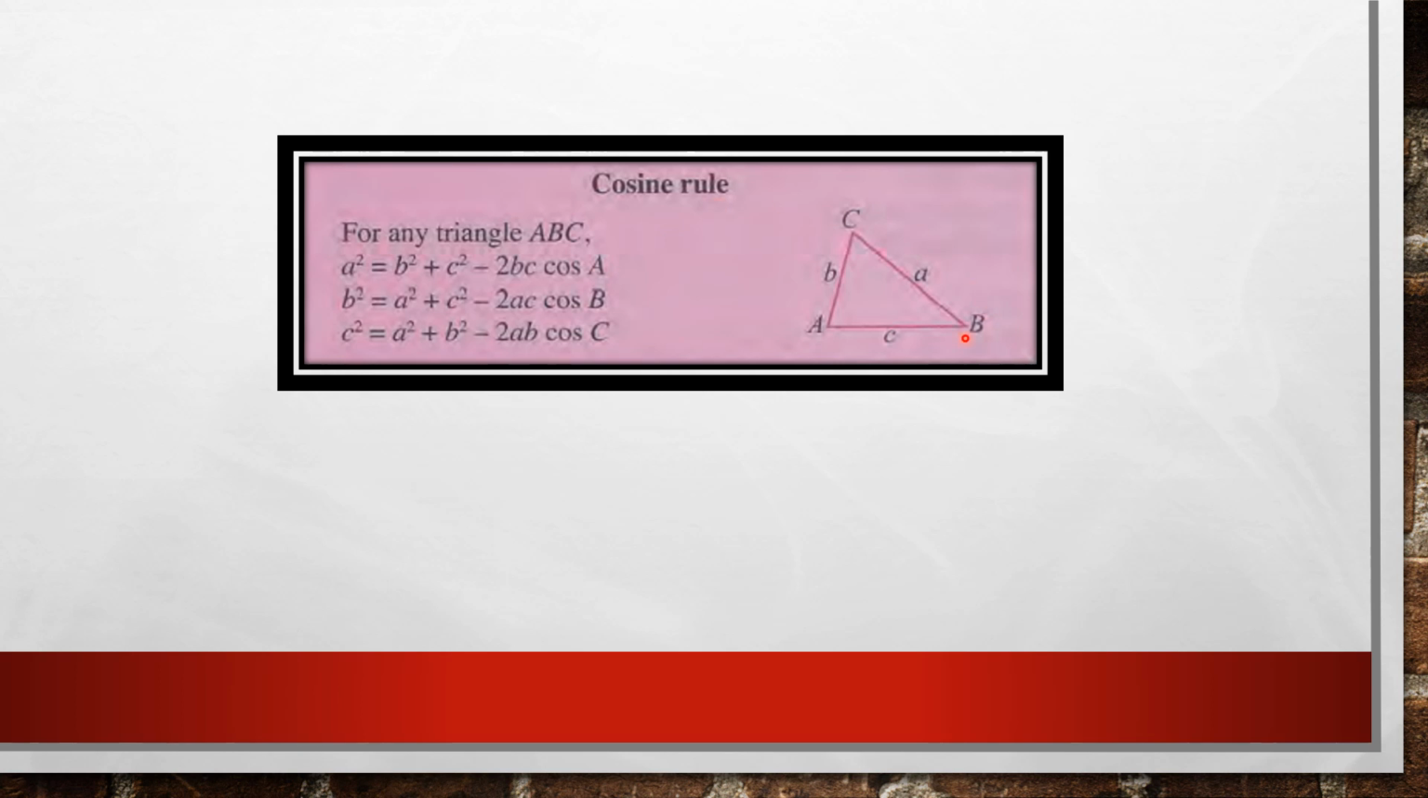Same goes for angle B. If you want to use angle B, cos B, you start with the opposite side, that is b square equals a square plus c square minus 2ac cos B. Same goes for angle C. You start with c square equals a square plus b square minus 2ab cos C.